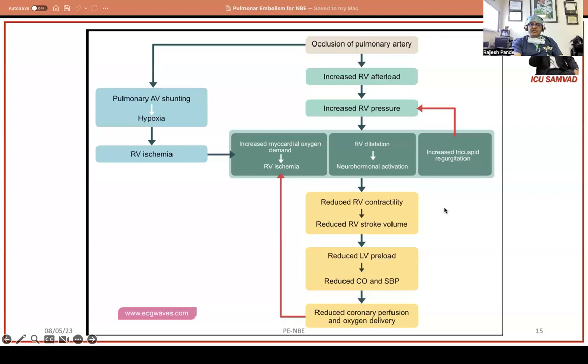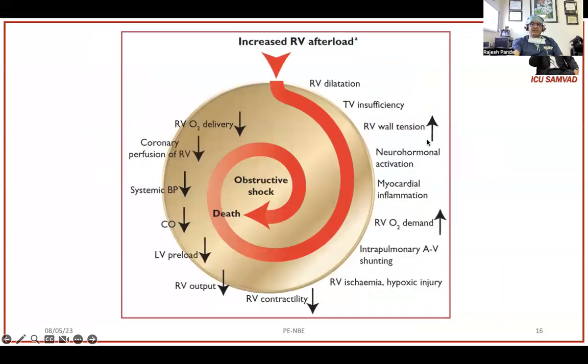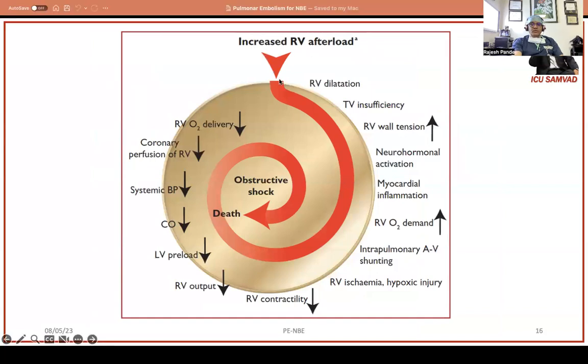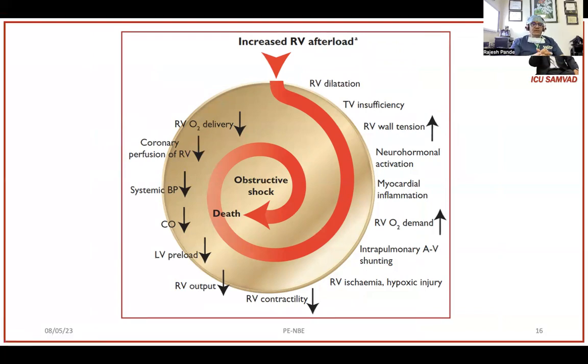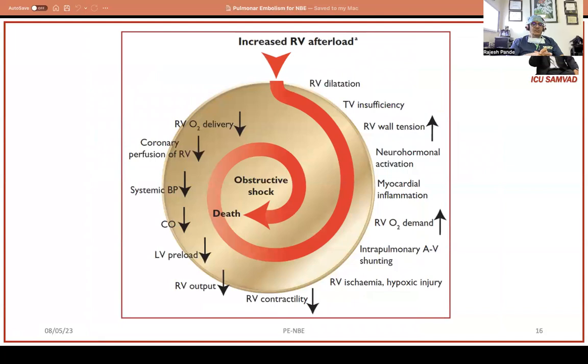So this is a vicious cycle. And of course, TR is increased, as we will see in the echo studies. So increased RV afterload in this obstructive shock can finally cause death if we do not arrest this process here. So this is very, very important. Eventually there is biventricular failure and there is ischemia of both the ventricles, and the patient goes into obstructive shock and dies.